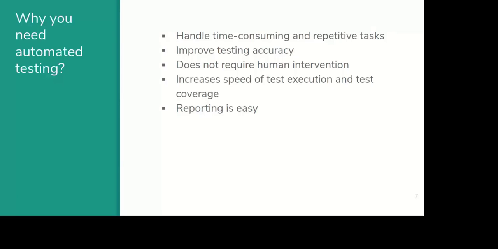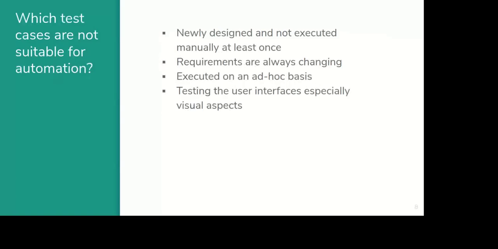And then it increases speed of test execution and test coverage. So with automation, you can test more in less time. And the reporting is easy. The automation tool generates test reports, which will have the total number of test executions as well as the total number of successful and failed tests. Right.